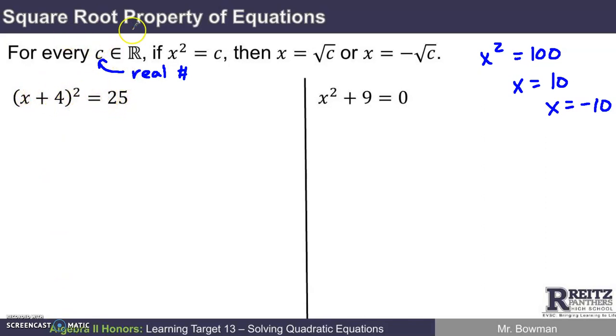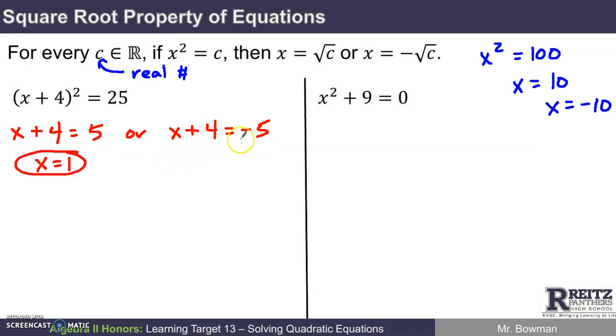And I can apply that square root property of equations. If something squared equals 25, then I know that there are two things that this something can equal. One of the things that something, x plus 4, can equal is 5. Another option is that something, x plus 4, could equal the opposite of the square root of 25, negative 5. And of course this leads to two solutions. One would be x equals 1. The other would be x equals negative 9.